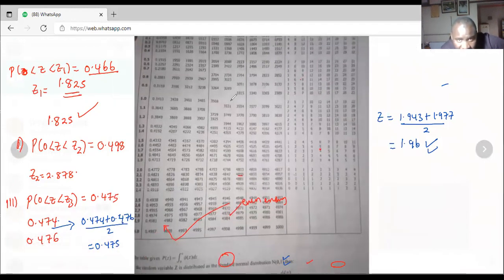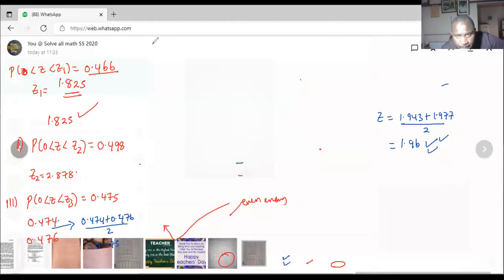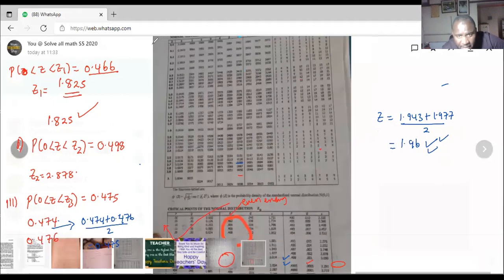If you investigate 0.475, where are you? 0.475 is exactly here, not so? Which is 1.96, correct. I think I can repeat that one again. There's another number also which ends with an odd number. Give me that other example which ends with an odd number.